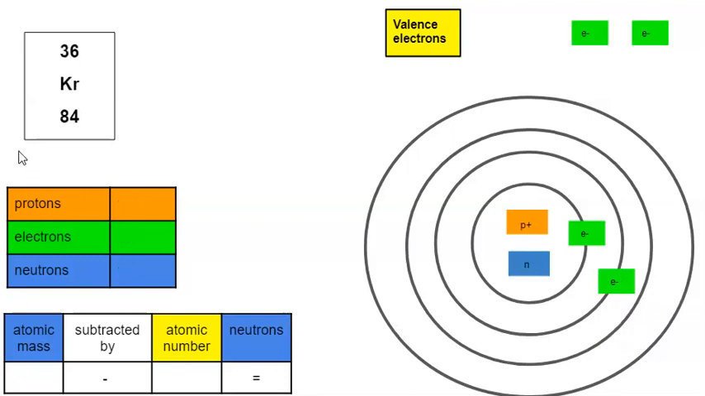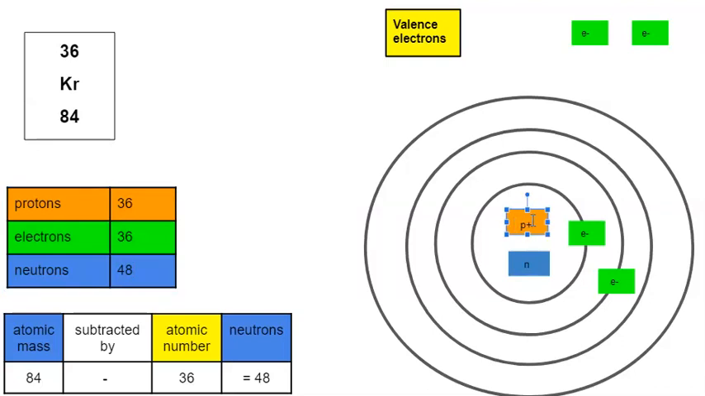All right, so now our last example is krypton. So in this example, we have an atomic number of 36. So there are 36 protons. And that also means we have 36 electrons. And 84 is our atomic mass. We subtract 36, and that will give you 48 neutrons.